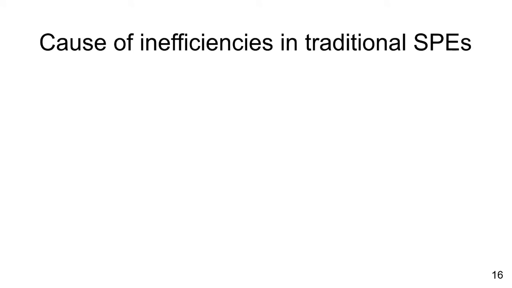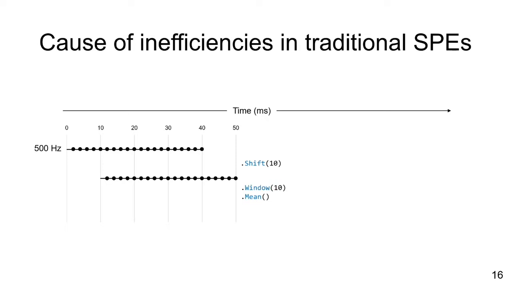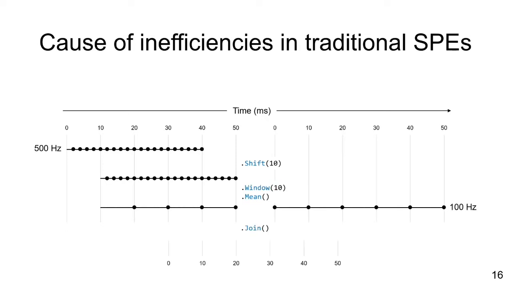Before we go into more details about LifeStream, it begs the question: why are traditional stream processing engines so inefficient? To answer this, let's take a sample stream processing pipeline. Say we have a 500 Hz signal stream, and we perform a shift operation on top of it, which shifts the timestamp of the events by a constant factor, 10 in this example. Then we perform a window-based aggregate function, and finally join the output with another 100 Hz signal stream.